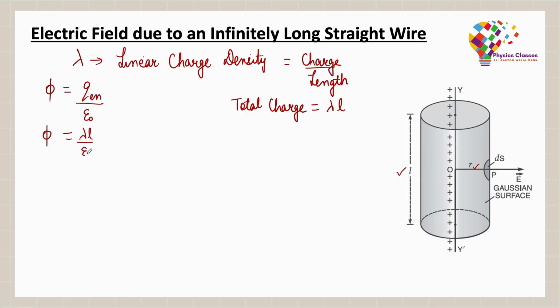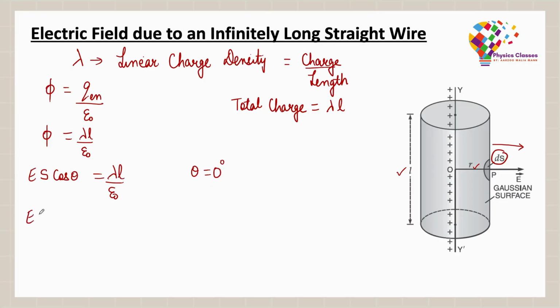Now further, I can open this flux up and write it as the electric field times the surface area times cos theta, and this is equal to lambda L by epsilon naught. Now in this scenario, if you look carefully, my dS is in this direction and my electric field is also in the same direction. Therefore theta over here is 0 degrees. So I will substitute theta as 0 degrees, and we know that cos 0 is going to be 1. So now I'm left with E into S.